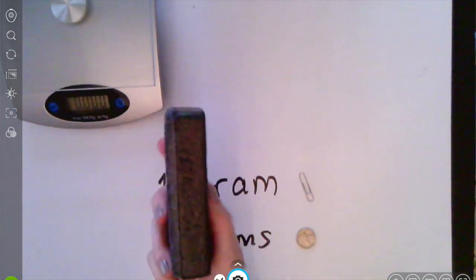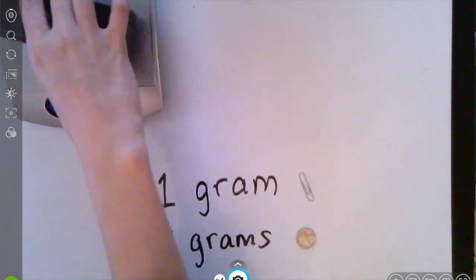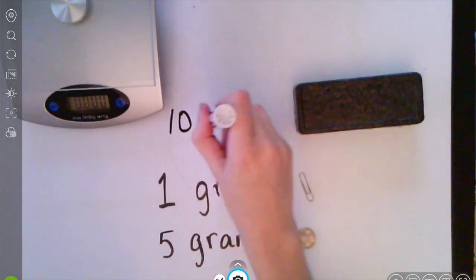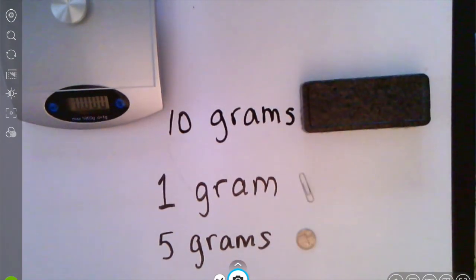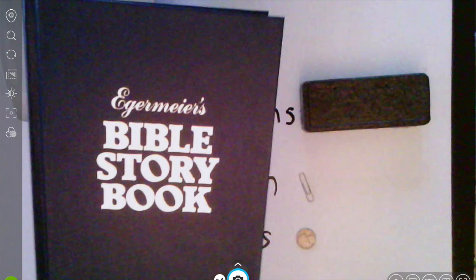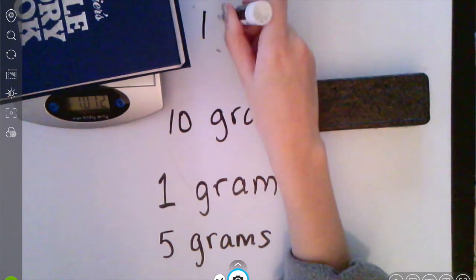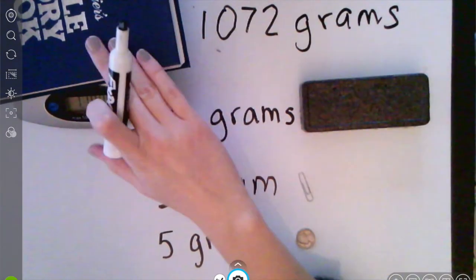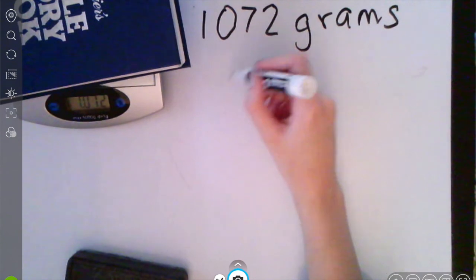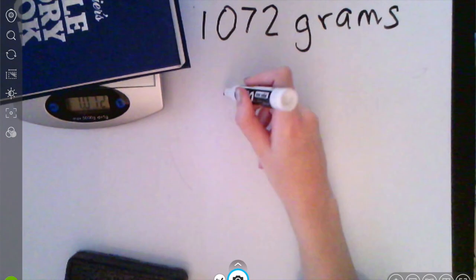Now I have this whiteboard eraser. This doesn't weigh a lot, but it is definitely bigger. And when I weighed it, I found out it weighed 10 grams. Okay, now I just brought in this Bible. This is kind of bulky. It's definitely bigger. So I would think that it would be made of more material than any of those things I've done so far. Let me weigh it, and when I weigh it, I find out that it weighs 1,072 grams.